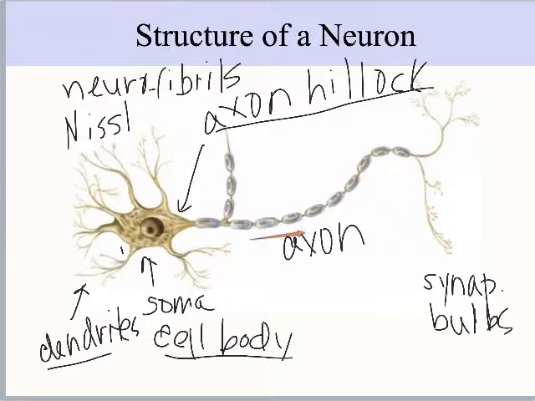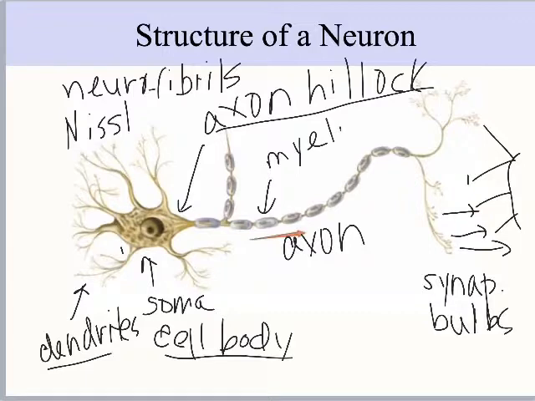This is going to form a junction with the next one. If here's more dendrites coming off, and here's the cell body, this one is going to connect and talk to this one. So this is the synaptic cleft. This neuron has myelin on it. The myelin is the white stuff, and it's wrapped around it. We'll talk about where it comes from.